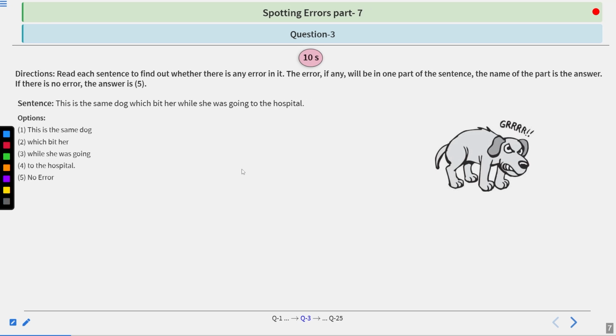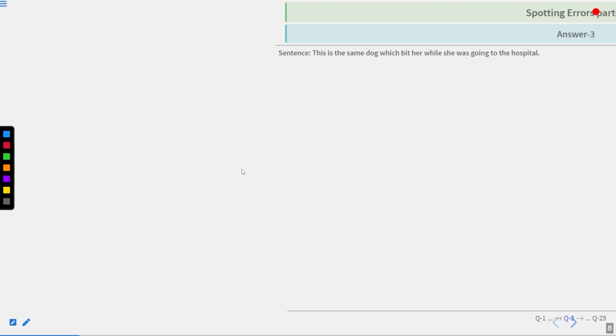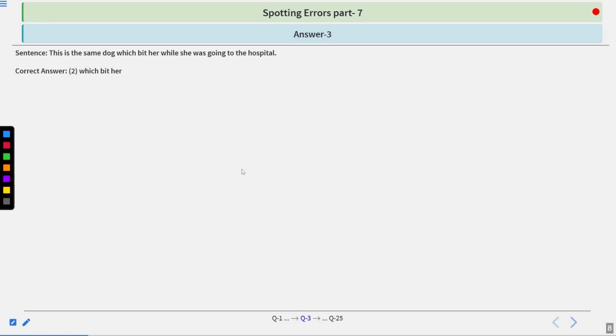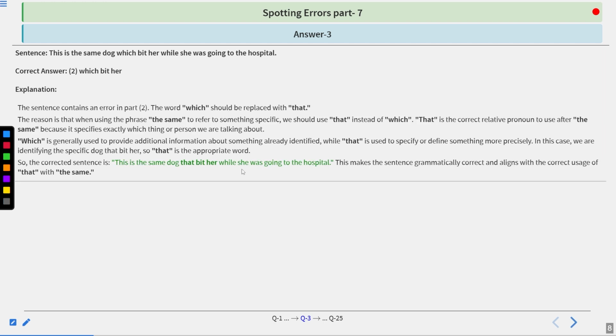The sentence is: this is the same dog which bit her while she was going to the hospital. Options are given below. You have 10 seconds to spot the error. I hope you have answered. Let's look at the correct sentence. The correct answer is "which bit her". Let's look at the explanation. The explanation is the word which should be replaced with that.